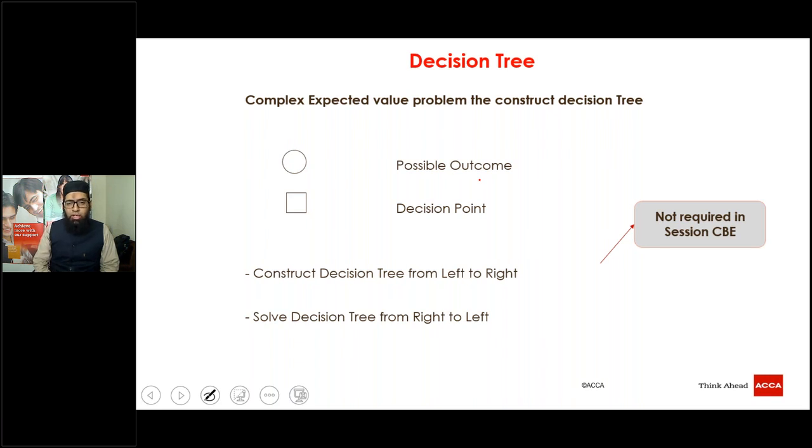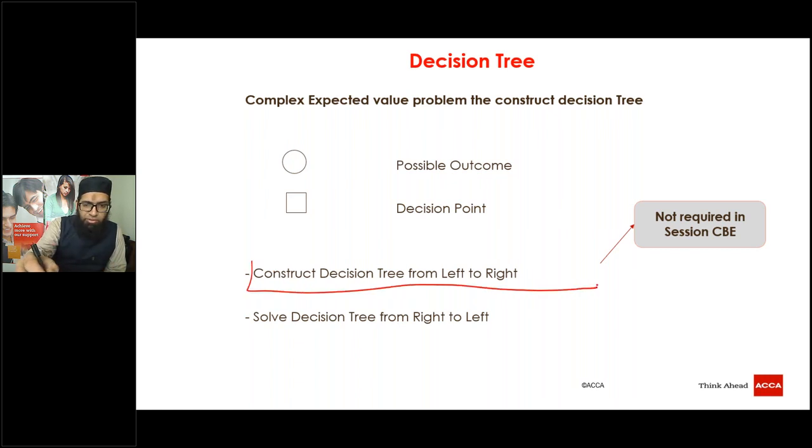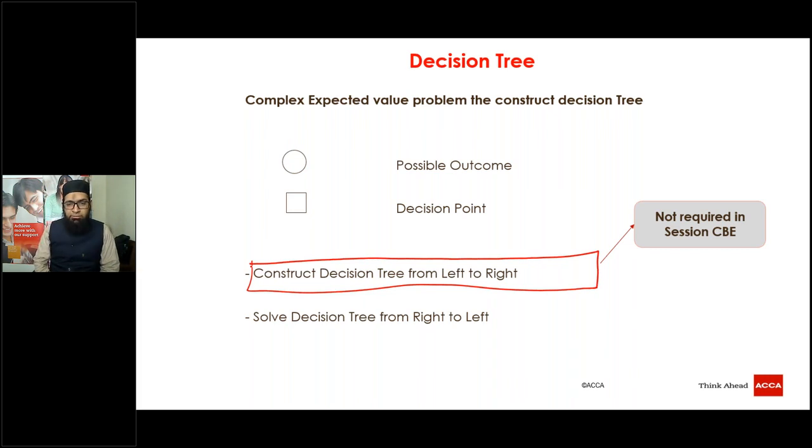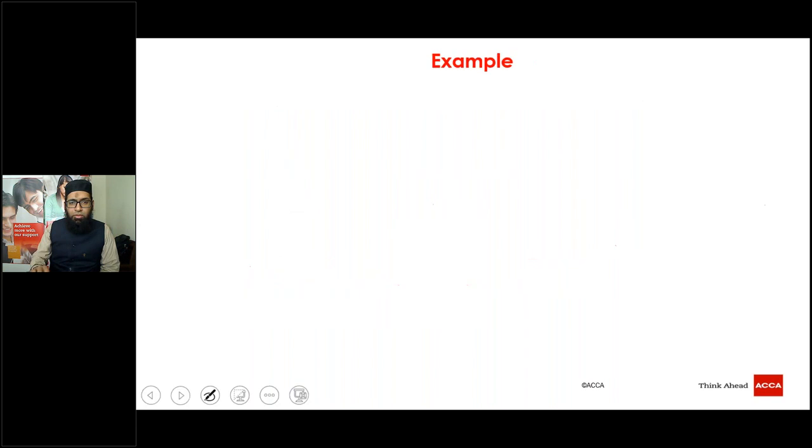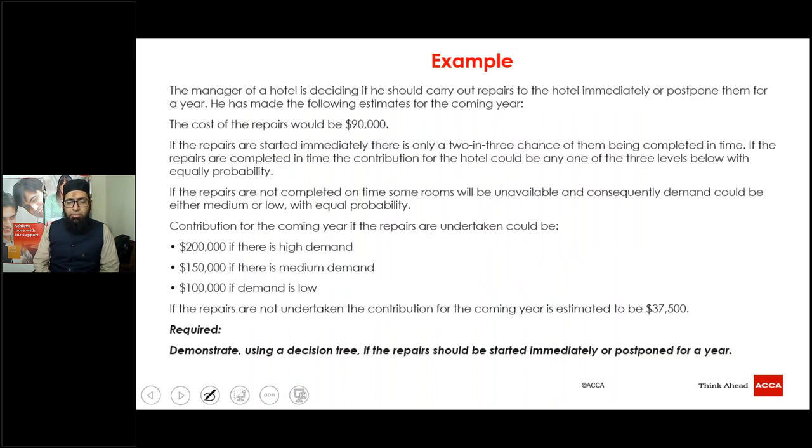It is important to note that the construction of the decision tree is not required in session CBE. So you will be provided with that decision tree. Let's see the example. Please read the example. This is an example of a decision tree.